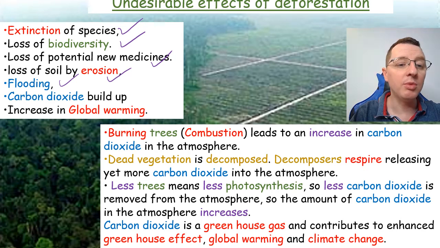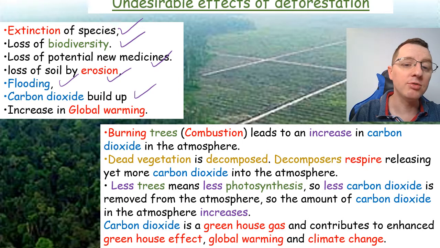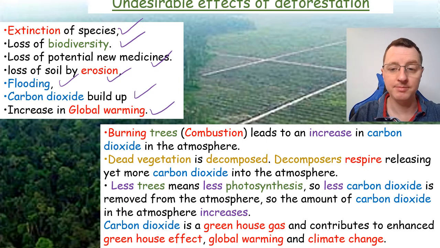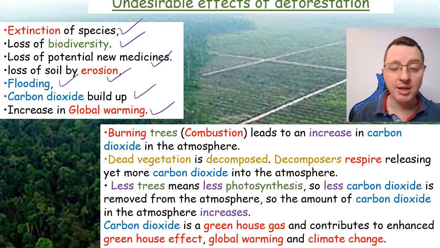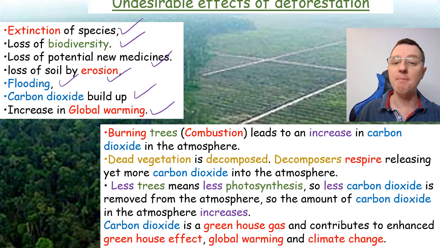And we also end up with a large amount of carbon dioxide building up, and this increases global warming. Why is that? Well, burning trees or combustion will obviously lead to an increase in carbon dioxide in the atmosphere, but also when the vegetation is killed or slashed and burnt and destroyed, the dead vegetation gets decomposed, and decomposers respire, releasing yet more carbon dioxide into the atmosphere.